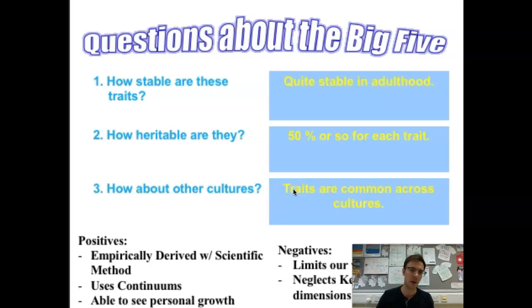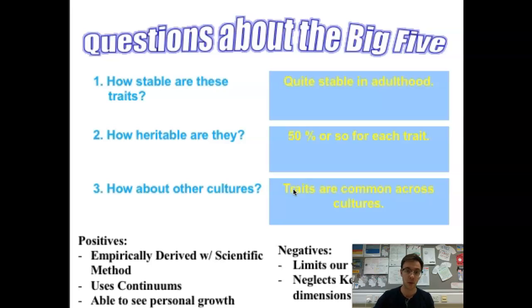Now, when we look at positives and negatives of the Big 5, a major positive is that it's empirically derived. It was based off of the scientific method, and it's therefore much more accurate and can be used for more things than, say, the MBTI. So this test is oftentimes used in hiring. Companies and businesses will use the Big 5 personality test to see where you'll fit in their company, if you're good for their company. Do you have the proper personality traits to succeed in their work environment? It also uses continuums rather than categories, which is great.